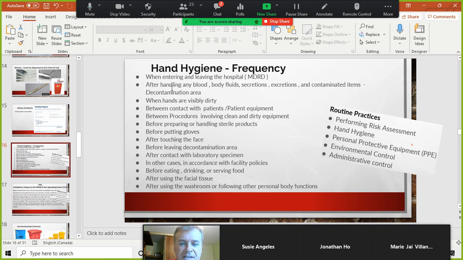All the time in a hospital setting. And you could dry wash them there with alcohol. You could use soap and water, whatever policies exist and whatever's acceptable for your institution. It is what it is. That's fine. But hand hygiene frequency when entering and leaving a hospital. Same thing there for my biolabs.